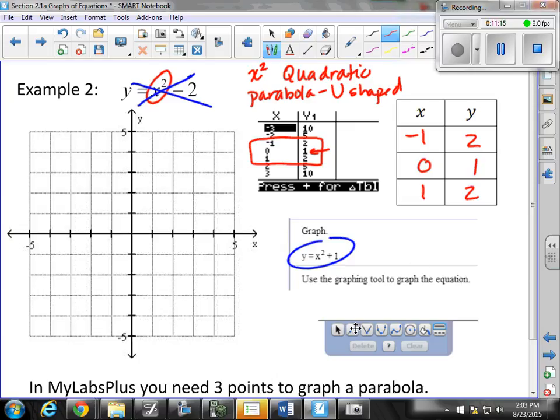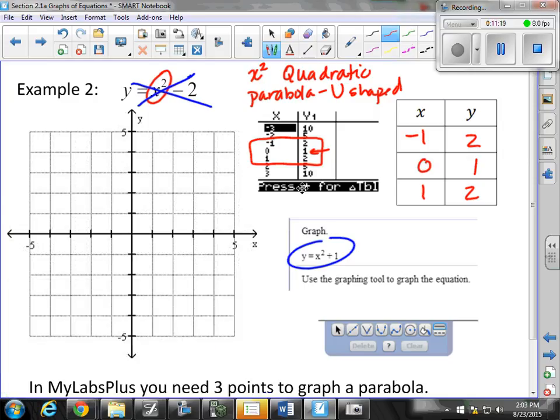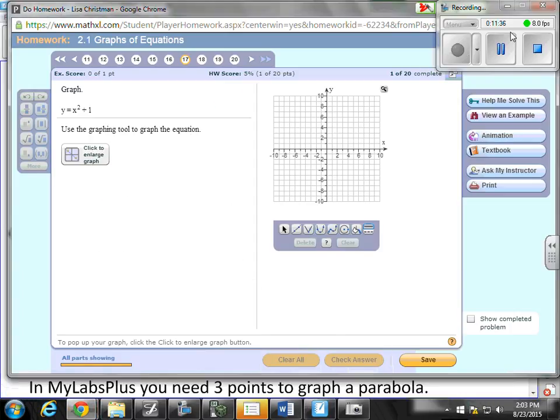And I'm going to go back to my Labs Plus to do that so you can see what that looks like. Actually, let me do it by hand first. If we do 0, 1, -1, 2, and +1, 2, I should get a U shape that looks something like that. Okay, we're going to go to MyLabs Plus now, and I'm going to graph this.